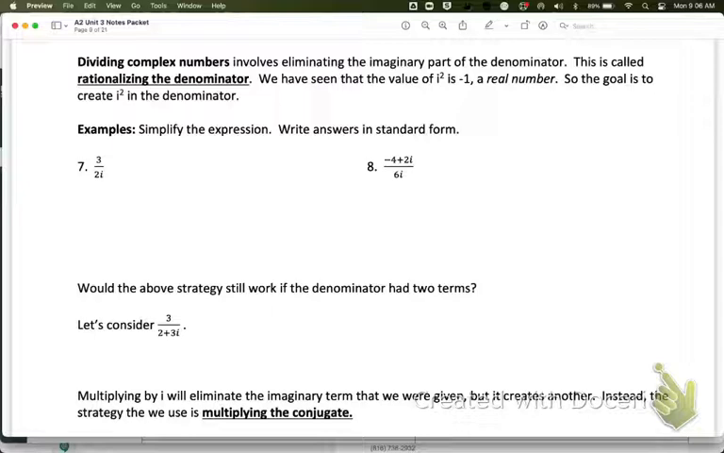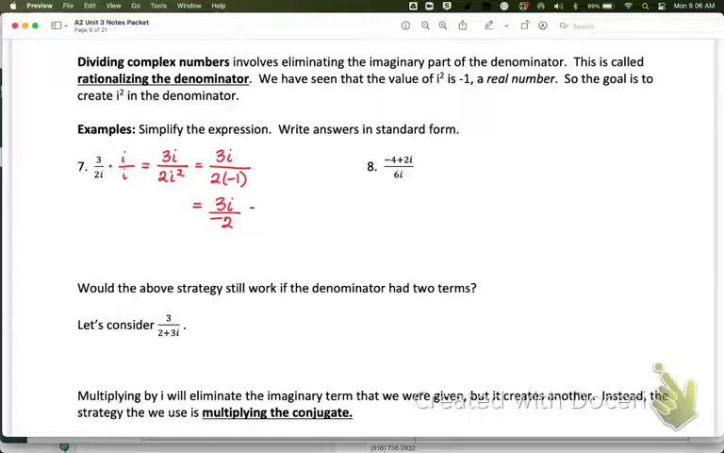If the denominator is a single term, the bi part, then that's really simple. All we have to do in examples 7 and 8 to rationalize the denominator is to simply multiply by i over i. If we multiply fractions straight across, I'm going to get 3i on the top and 2i squared on the bottom, which, remember, since i squared is -1, becomes 2 times -1. So our final answer is 3i over -2.